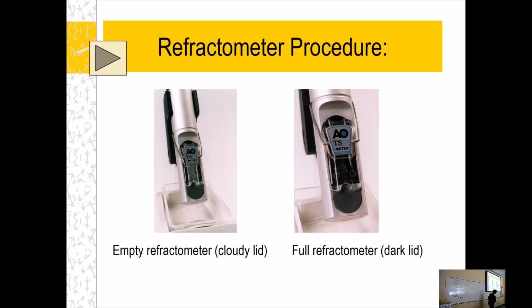Empty refractometer has a cloudy lid. The full refractometer, the lid gets dark. That's how you tell it's nice and full. You want to make sure that there are no bubbles in here. So sometimes you have to tap the plastic a little bit to get the rest of the urine to fall all the way down.